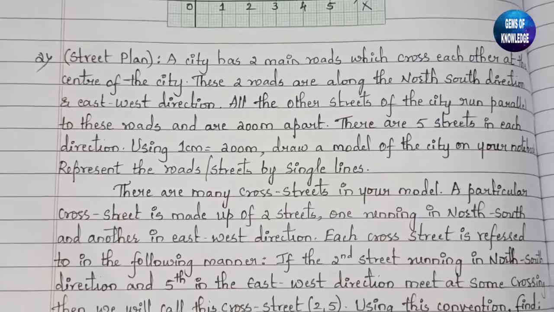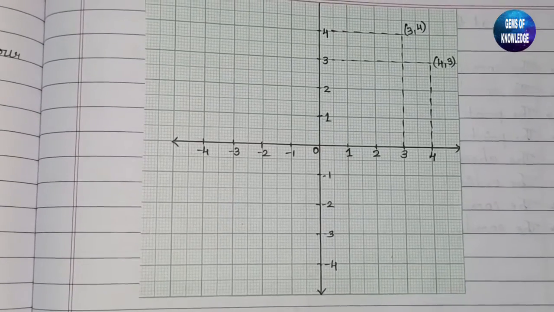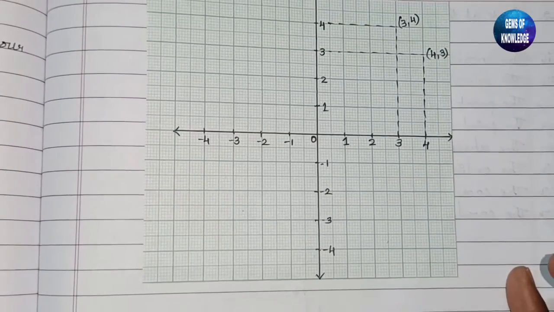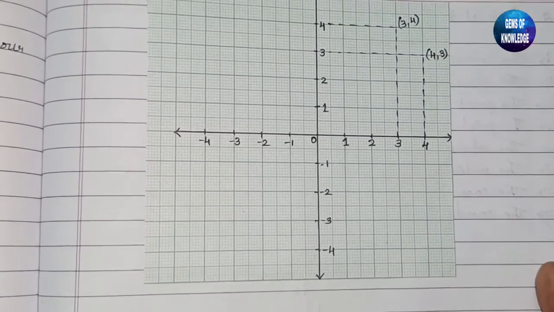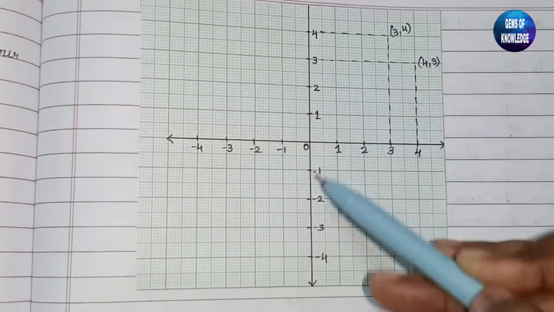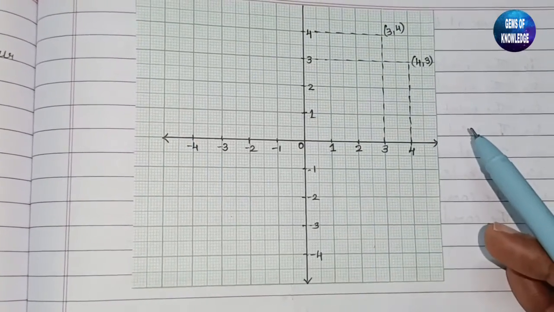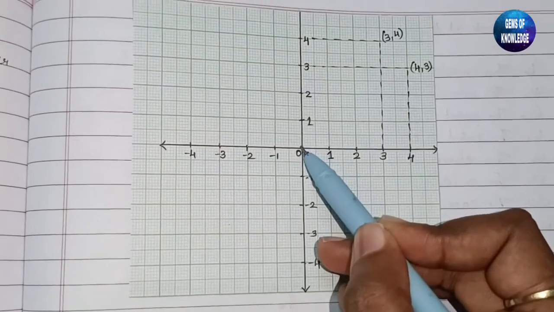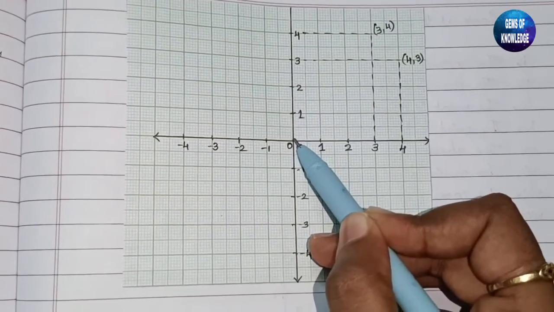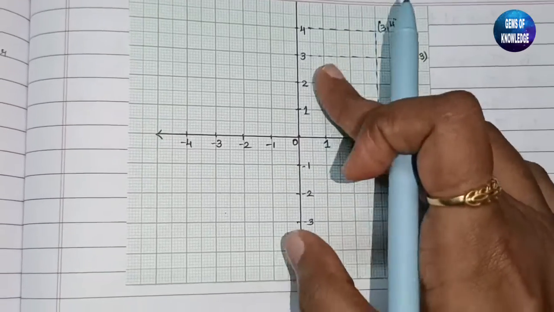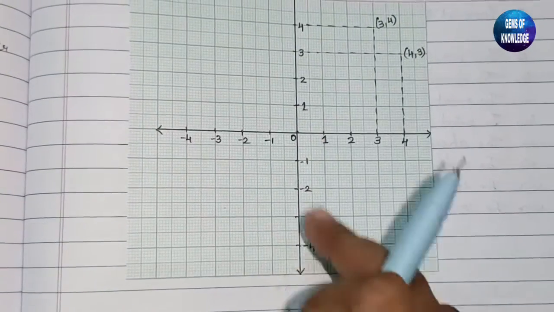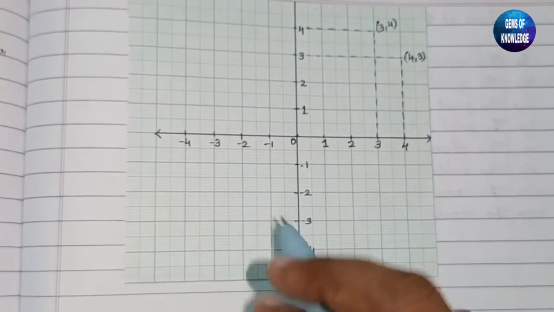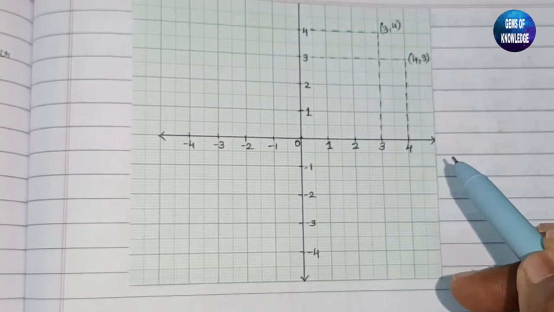So let me show you this. Okay, so here you can see a rough diagram which shows the two streets which are crossing each other. Okay, two main roads. The city has two main roads which cross each other. So these are the two main roads, that is x-axis and y-axis, both crossing each other at the center of the city. Center in the sense origin of the city. Okay, now these two roads are along the north south and east west. You know that north, south, east and west. So this is along the north south direction and this is along the east west direction.